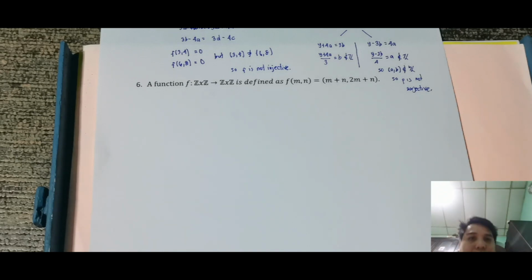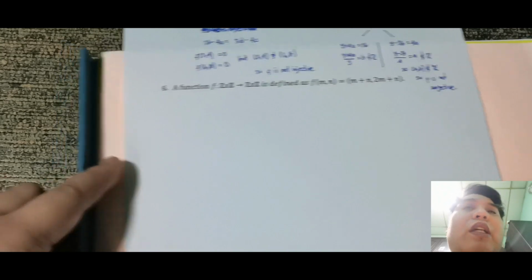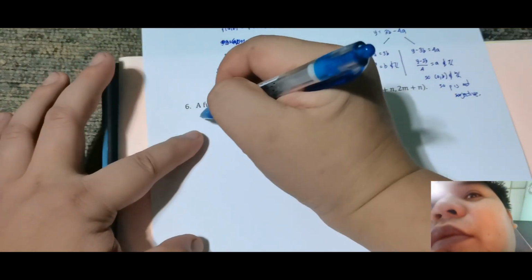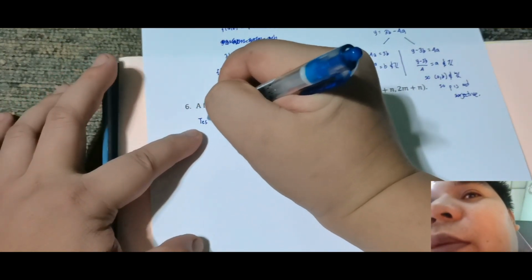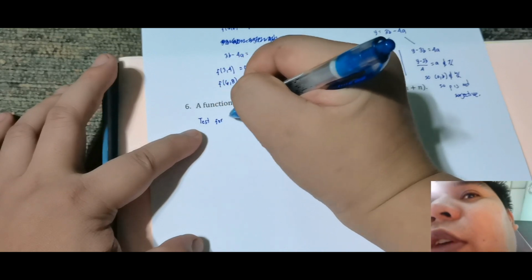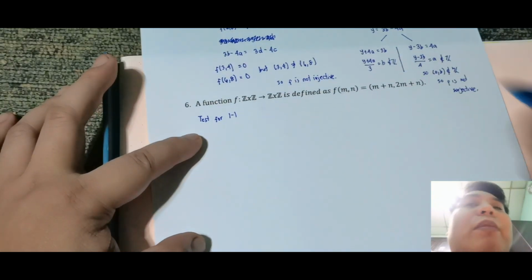So, basically, iba siya dun sa dalawang nauna. Yung una, single number nagiging coordinates. Yung pangalawa, ito, ang coordinates nagiging number. So, ito naman, coordinates going to coordinates. So, dito, baka malaki yung chance na siya ay maging injective at the same time surjective. So, let us test for 1-to-1. Kahit ano naman gamitin mo terminology, okay lang din naman kasi.